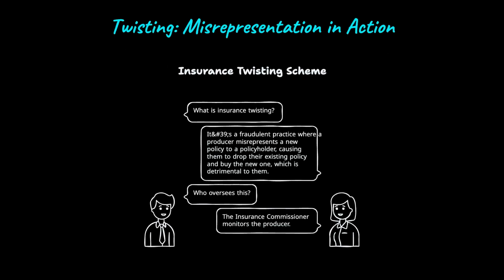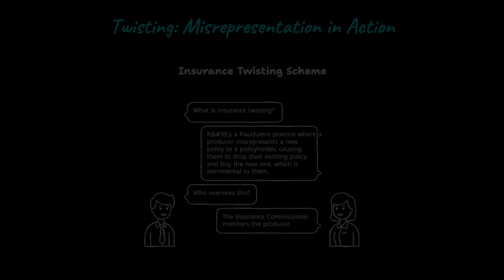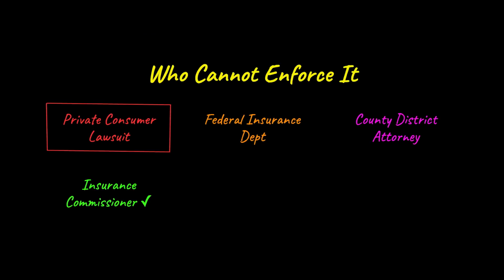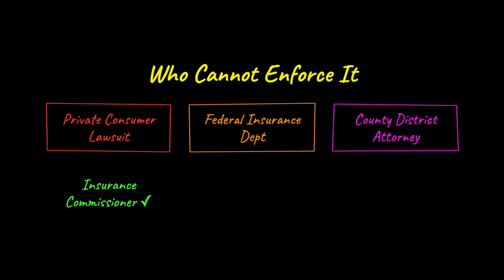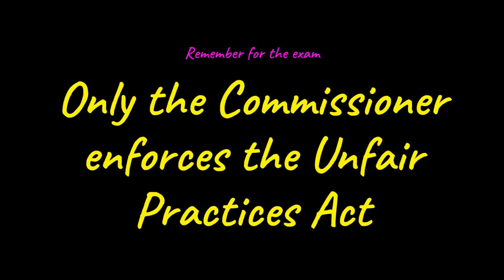Picture a producer twisting policies using misrepresentation to churn a client from one policy to another. Only the commissioner can step in, investigate, and stop it. The exam tricks people by offering enforcers the Act never empowers: a private consumer lawsuit, a federal department, or the district attorney. None of these hold authority. Insurance is regulated at the state level, and only the commissioner enforces the statute. California deliberately concentrates enforcement in the commissioner's hands through cease and desist orders and penalties, and just as deliberately withholds a private right to sue.